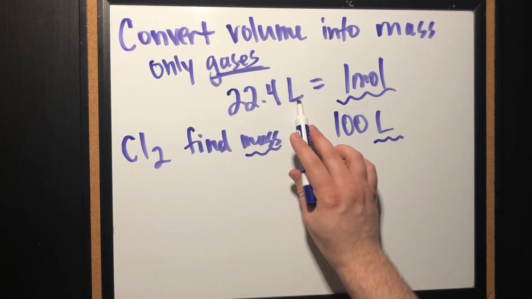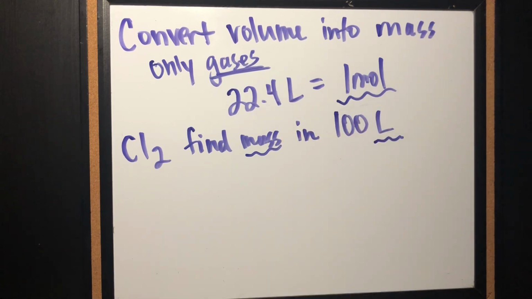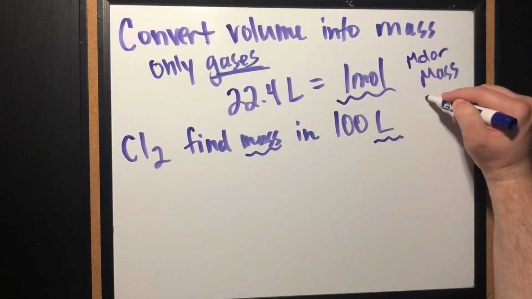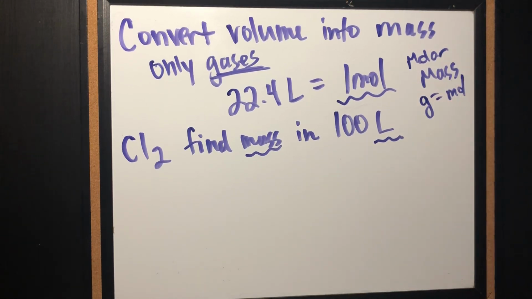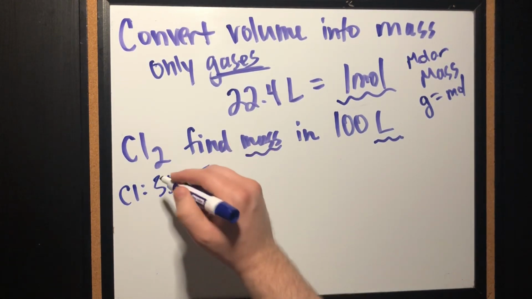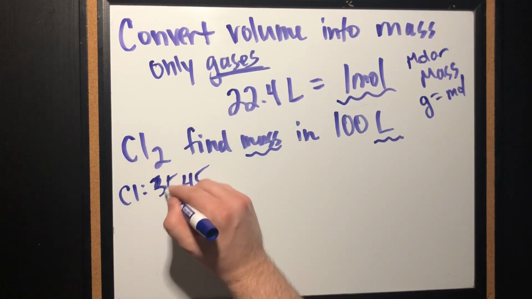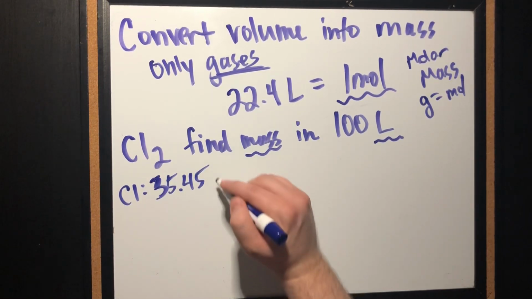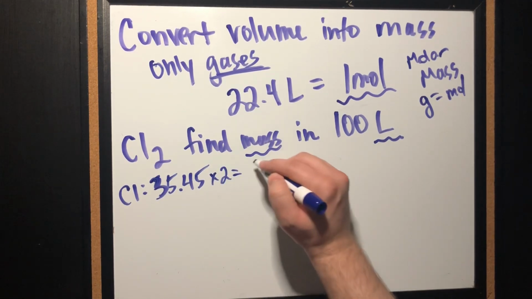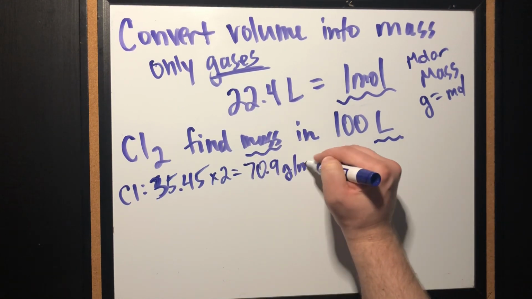Well, right here, I know that 22.4 liters is 1 mole. What do I also know about mole? Well, I know molar mass. So I can also figure out grams for every mole. I can figure out the molar mass of Cl2. If I look at the periodic table, the atomic mass, 35.45, which is the same value as my molar mass. There's 2 Cl atoms, so I want to multiply by 2. When I do that, I get 70.9 grams per mole.